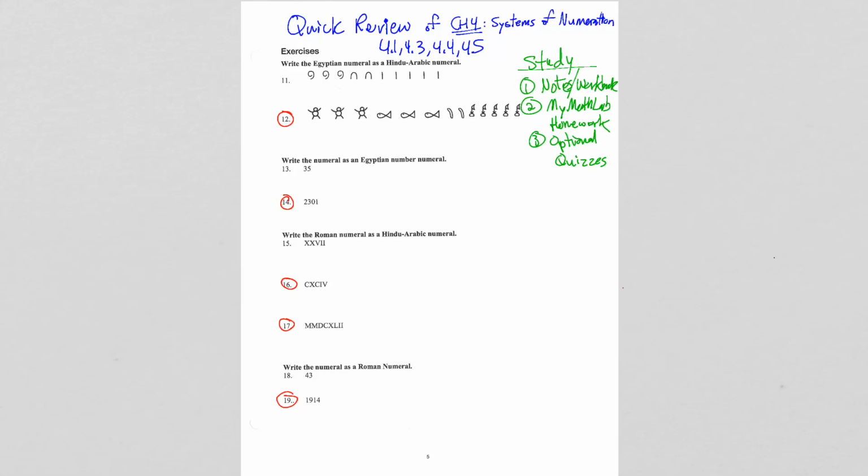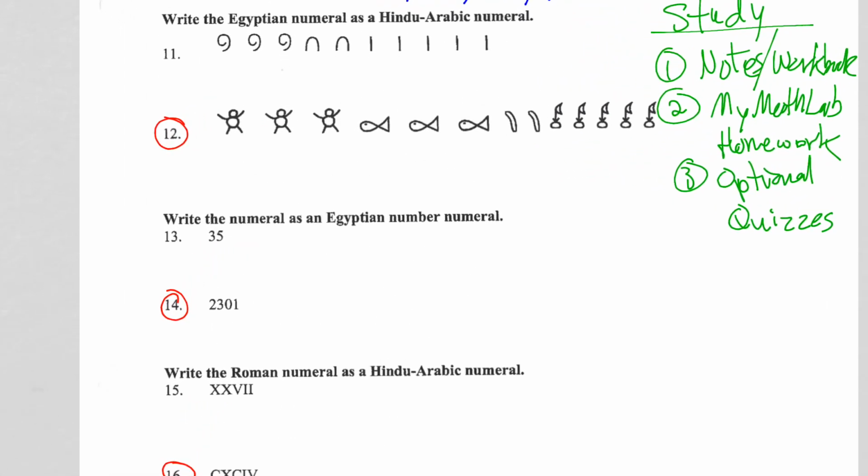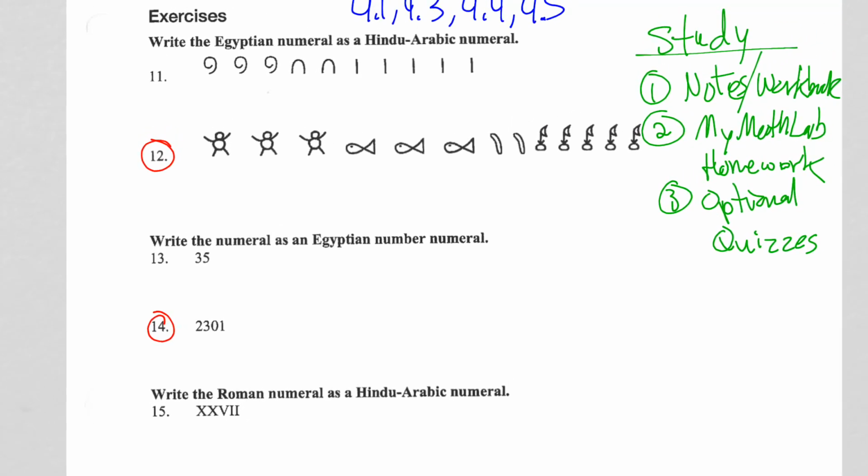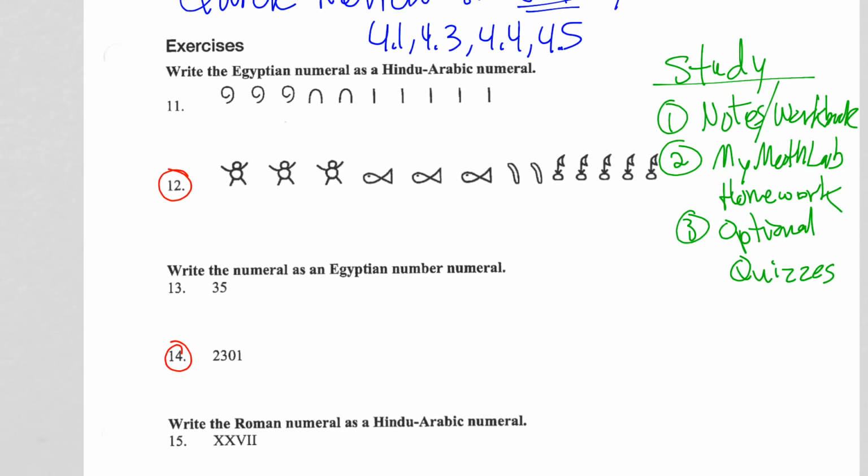Okay, so this is page 5 in your workbook. Let's go ahead and get started doing a couple of these. We might have done some of these in class, but most of them we have not. The first objective that you need to remember that's going to be on the test is to write the Egyptian numeral as a Hindu Arabic numeral. You're going to have the chart on the test, so that's something you won't have to memorize. Just know how to use it.